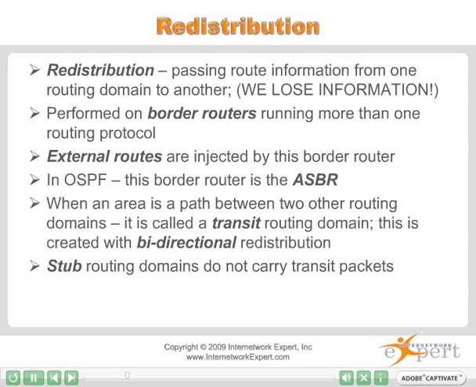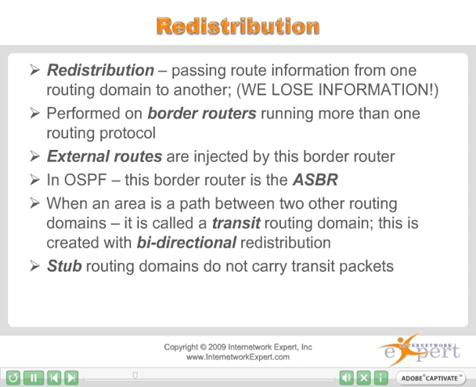By the way, in OSPF, this border router that's taking routes from an external domain and bringing them into our OSPF domain has a very special name I want you to know. It's the Autonomous System Boundary Router. I often see students miss that. They say Autonomous System Border Router, but it's actually the Autonomous System Boundary Router.